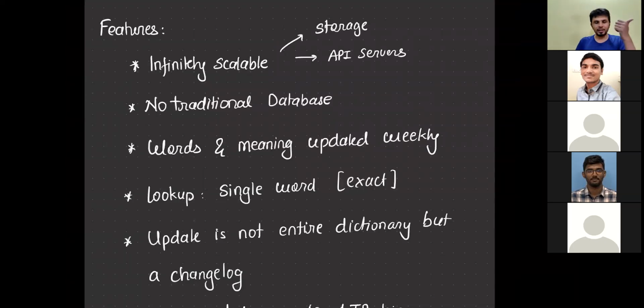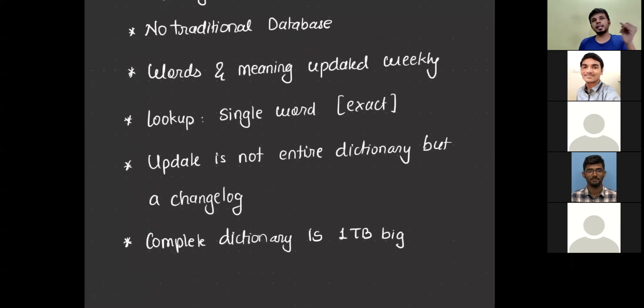Features: it has to be infinitely scalable, storage and API servers. API servers are very easy, scalable enough. You cannot use a traditional database. Words and meanings are updated once in a while, let's say weekly. Lookup, you'll always look up by a single word, and that would be the exact word. But if you want to implement a trie on top of that, you can do that so that you can have autocomplete and all. But that is not a big problem to solve.